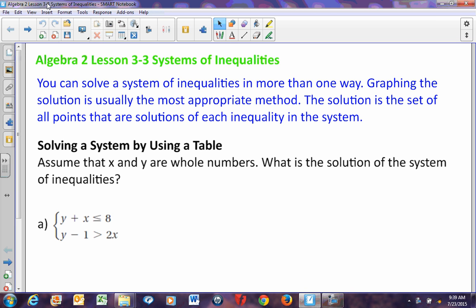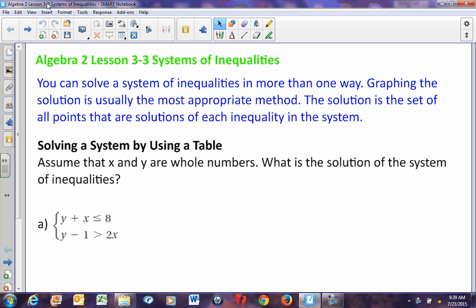This is Algebra 2 lesson 3-3, solving systems of inequalities. You can solve a system of inequalities in more than one way. Graphing the solution is usually the most appropriate method, and probably up until now it's the only method you've ever used. The solution is the set of all points that are solutions to each inequality in the system.